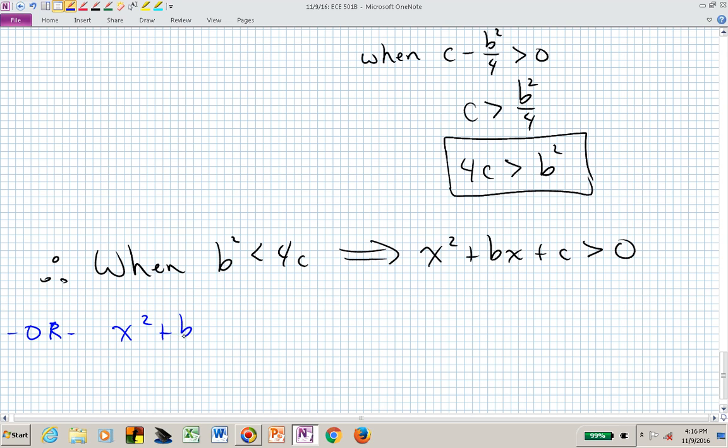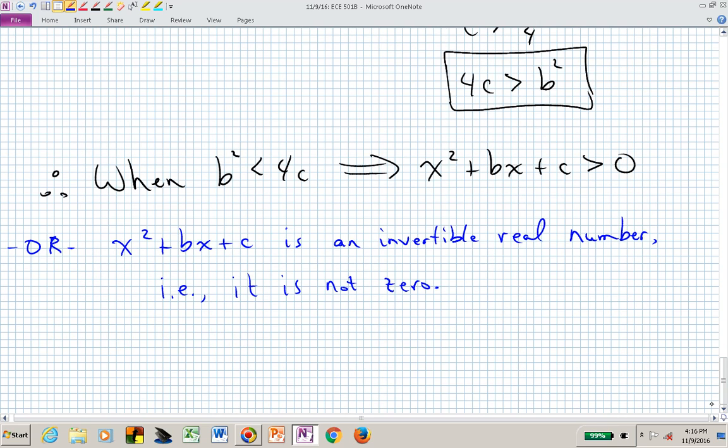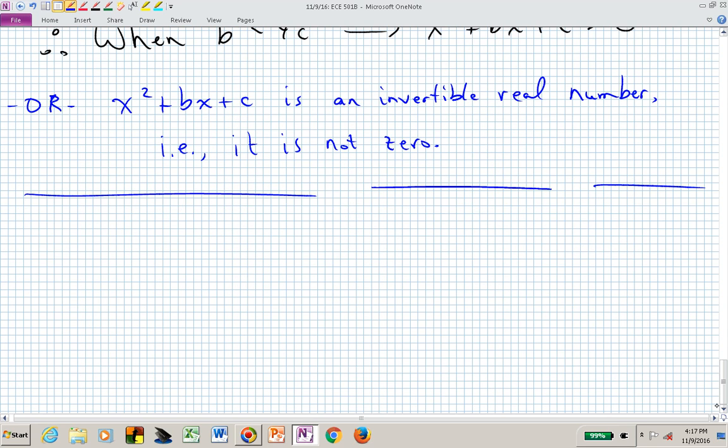Or x squared plus bx plus c is an invertible real number. That is, that expression is not 0 for any value of x. And that simply required a particular structure, x squared plus bx plus c, with the condition that b squared is less than 4c. Then we have a positive number.